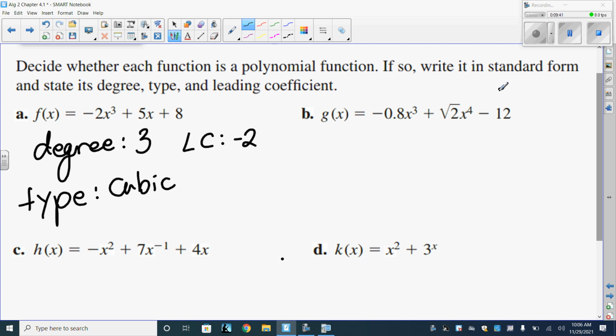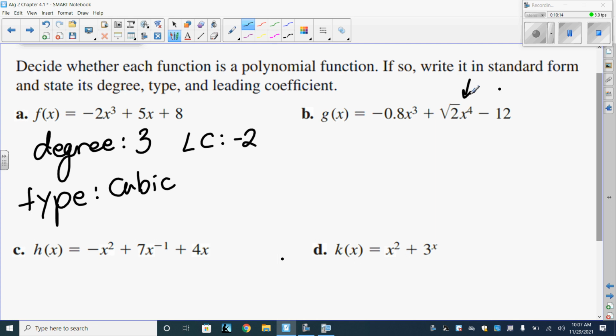So let's look at B. Can we say that this here is a polynomial function? So let's go through the checklist. Do we have any negative exponents? Are any of the exponents fractional? No. Are any variables inside the radical? Actually, it stops right over 2, doesn't it? It does. Because it's the square root of 2 times x to the fourth. So they tried to be a little bit tricky there. So we don't have any variables inside of a radical.